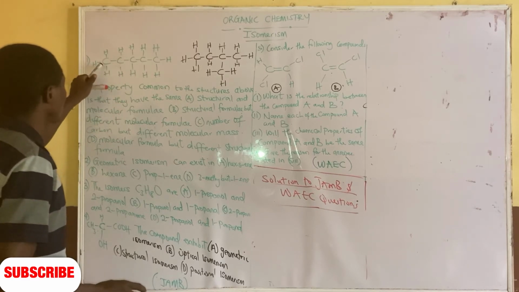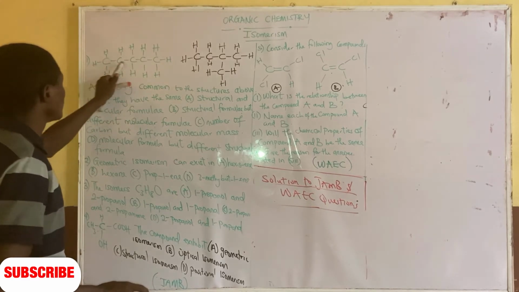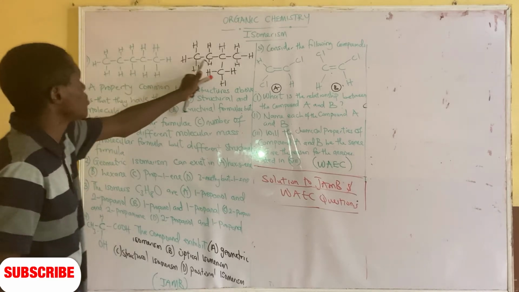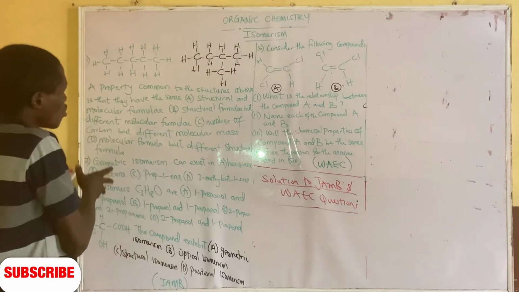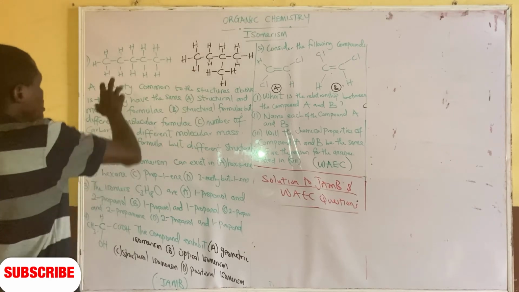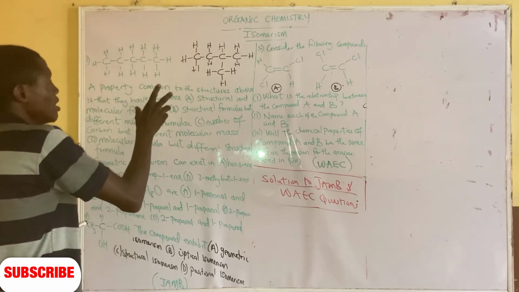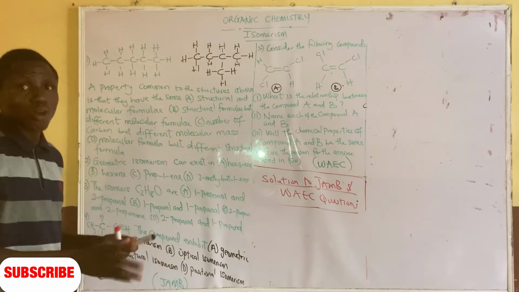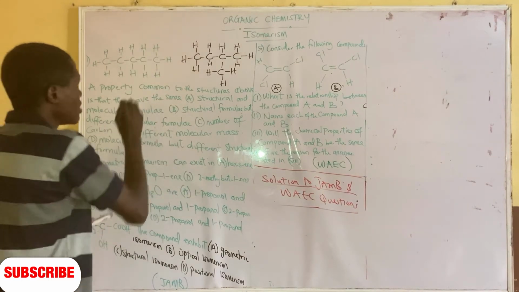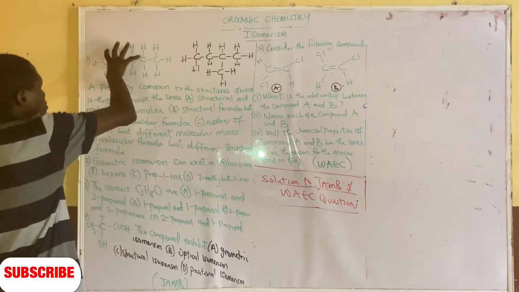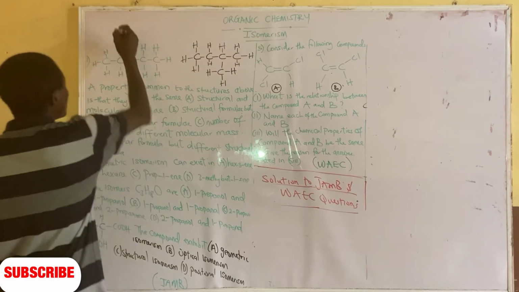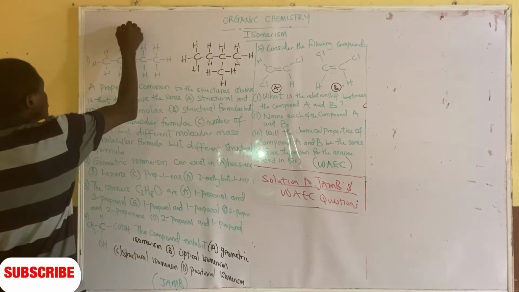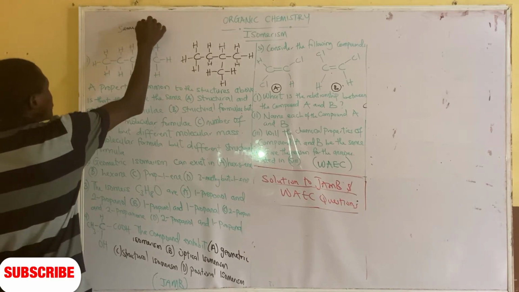We can see that you have C. How many C do we have? 1, 2, 3, 4, 5. We also have 1, 2, 3, 4, 5. Now what is common to the structures above? You can see that they have the same number of carbon and the same number of hydrogen. So they have the same molecular formula.